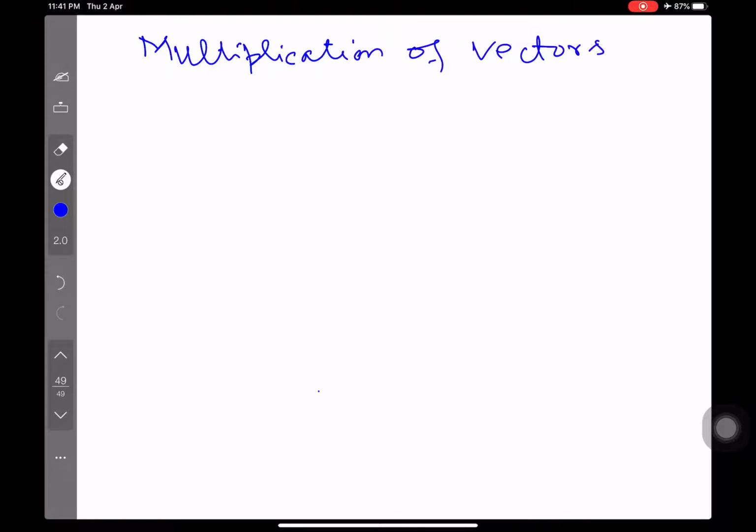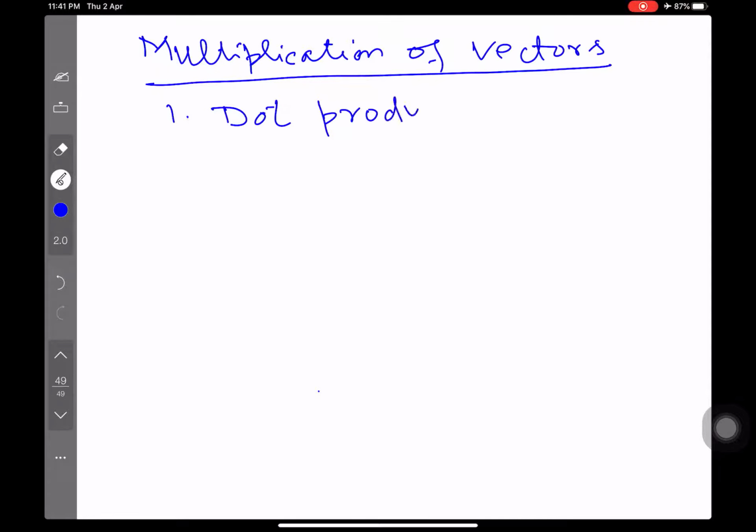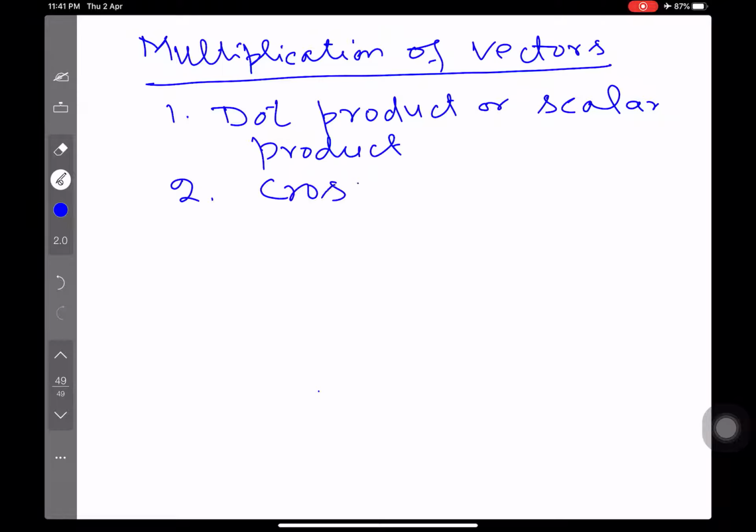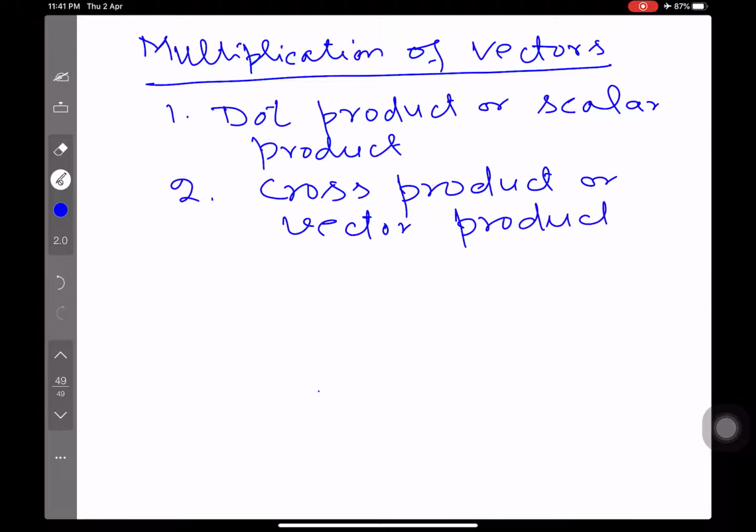Now we come to another important topic regarding vectors, that is multiplication of vectors. Vector product is of two types. Number one, dot product or scalar product. Number two, cross product or vector product. We will discuss these two types of products of vectors one by one. So number one, dot product or scalar product.